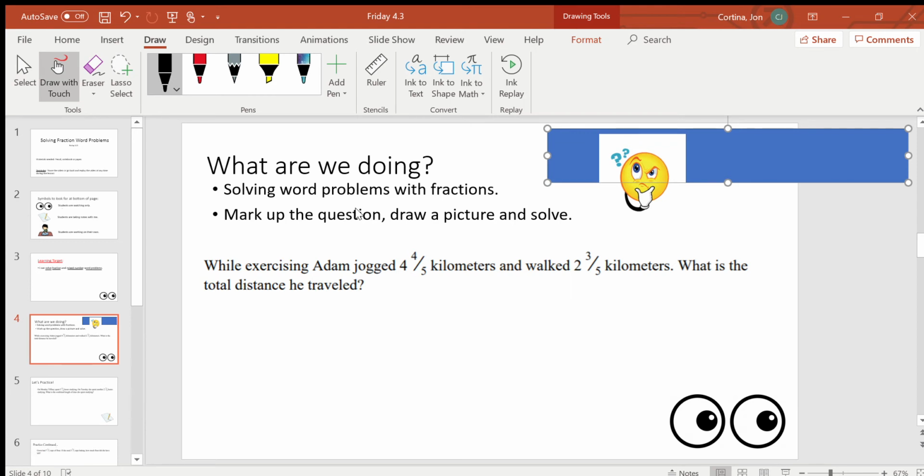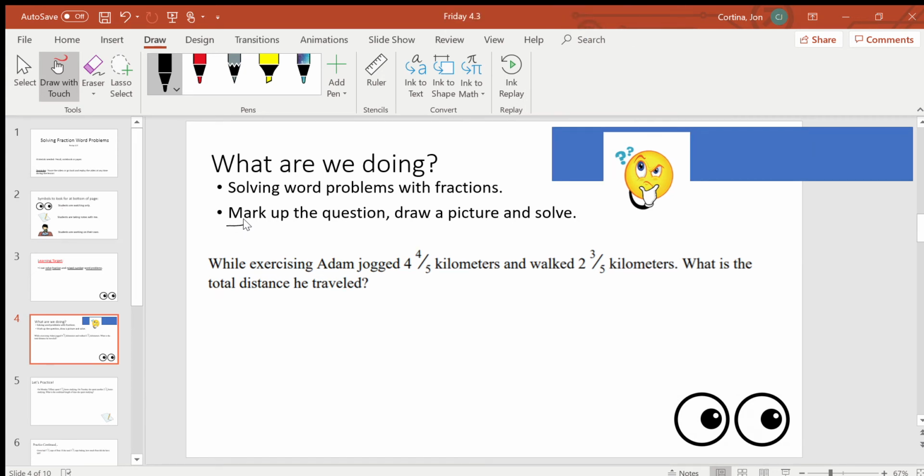We're going to solve word problems with fractions. What we need to remember is that we're using the same strategy we use to solve any word problem. We're going to start by marking it up, and we're going to draw a picture if we need to, or we're just going to solve using our equations. Let's look at an example.